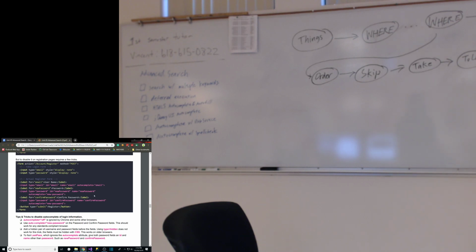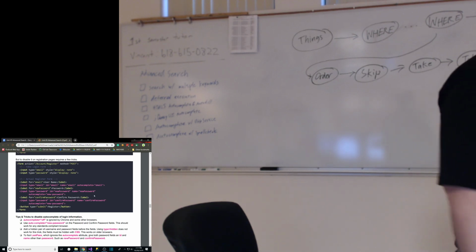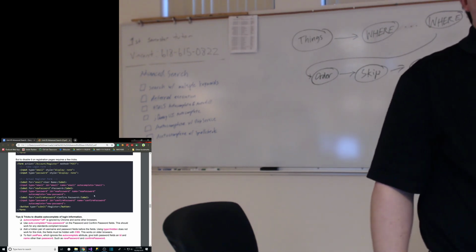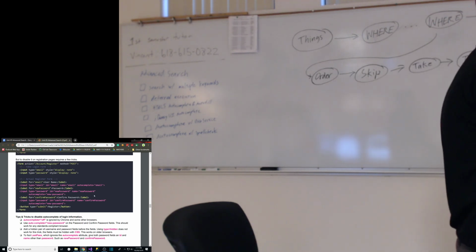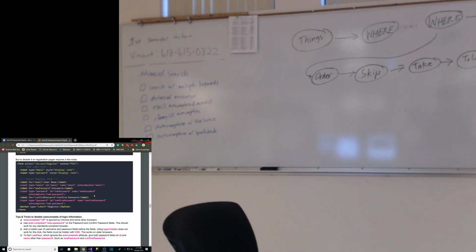You can't use type hidden there because it doesn't work as a workaround, because it's really looking for those types. But what you can do is use CSS to hide those fields. So you can't actually make them type hidden, but you can say display none and make it go away, and that still works.